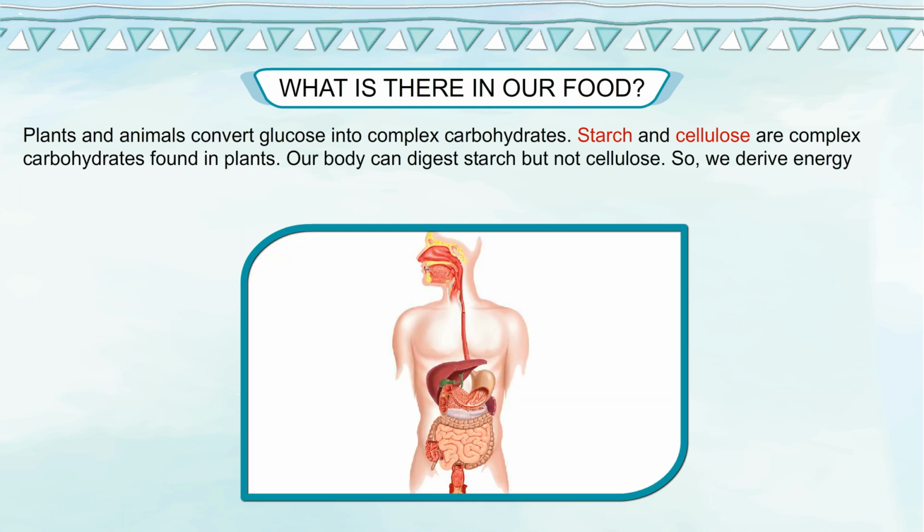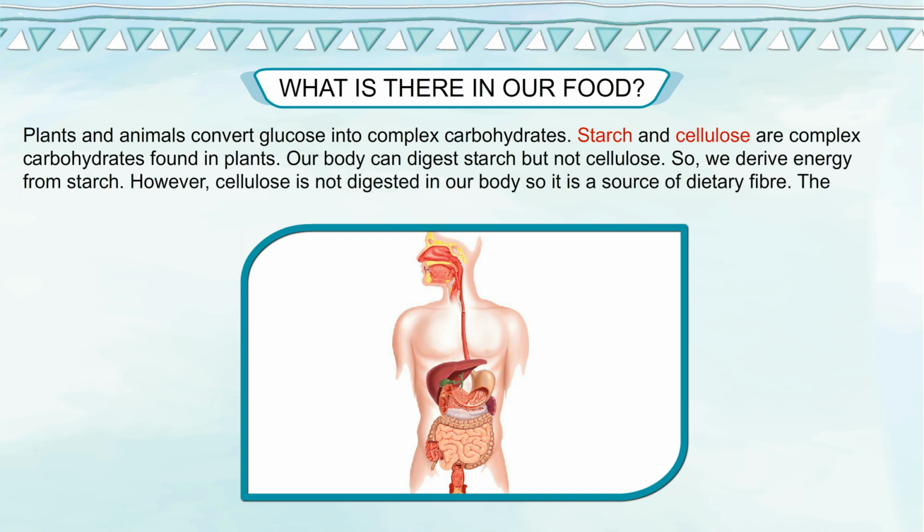Our body can digest starch but not cellulose. So, we derive energy from starch. However, cellulose is not digested in our body, so it is a source of dietary fiber. The complex carbohydrate found in animals is called glycogen.